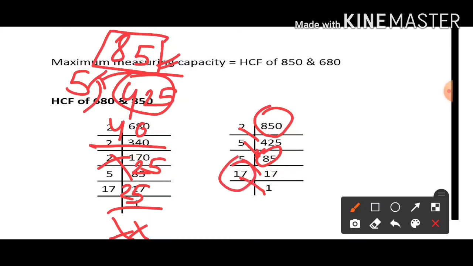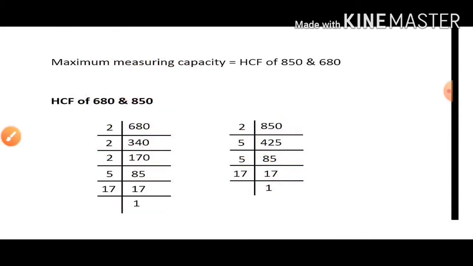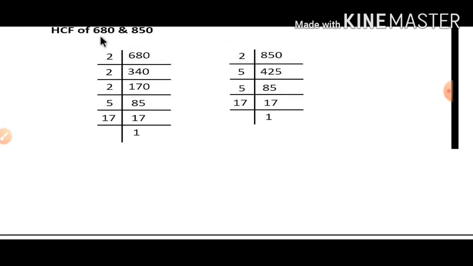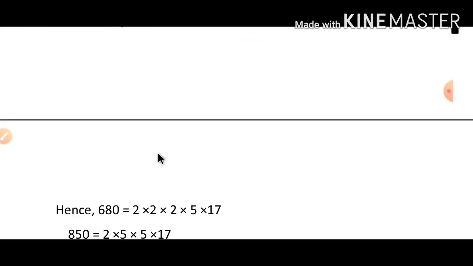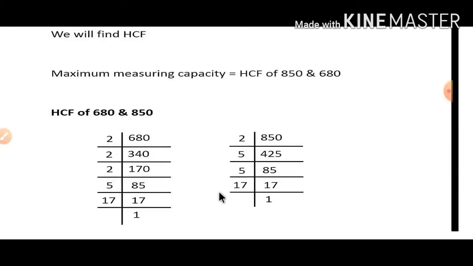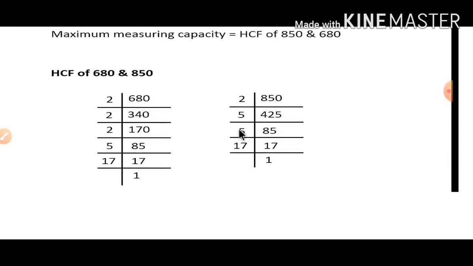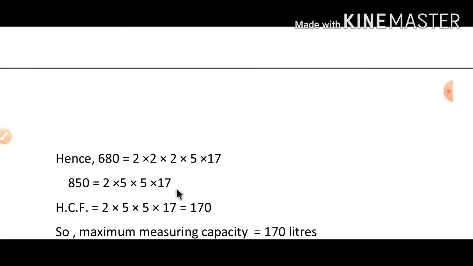So 17 ones are 17. So we have to find the prime factorization till we get the answer as 1 here. Now first we'll write the prime factorization of 680 and 850. So 680 is 2 multiply 2 multiply 2 multiply 5 multiply 17, and 850 is 2 multiply 5 multiply 5 multiply 17. And we know how to find HCF. HCF means the highest common factor.